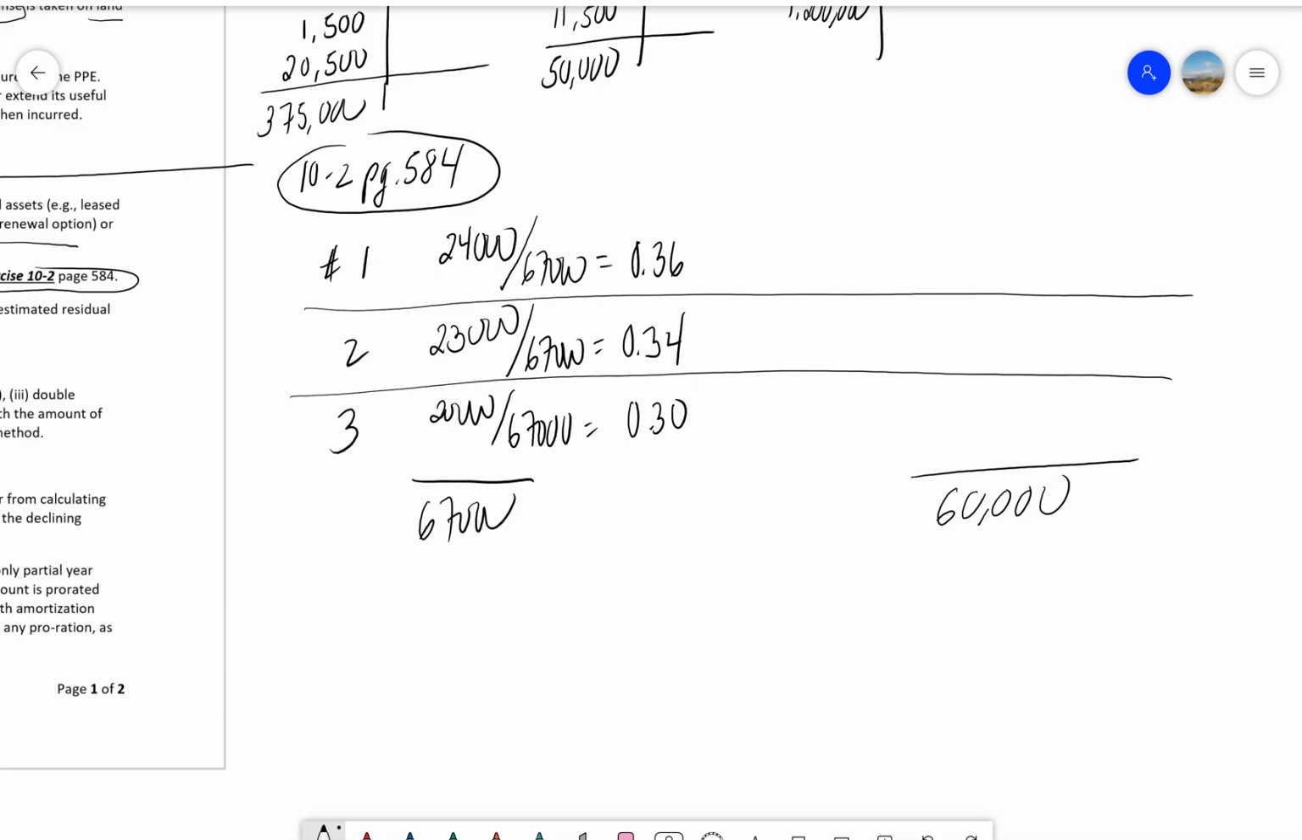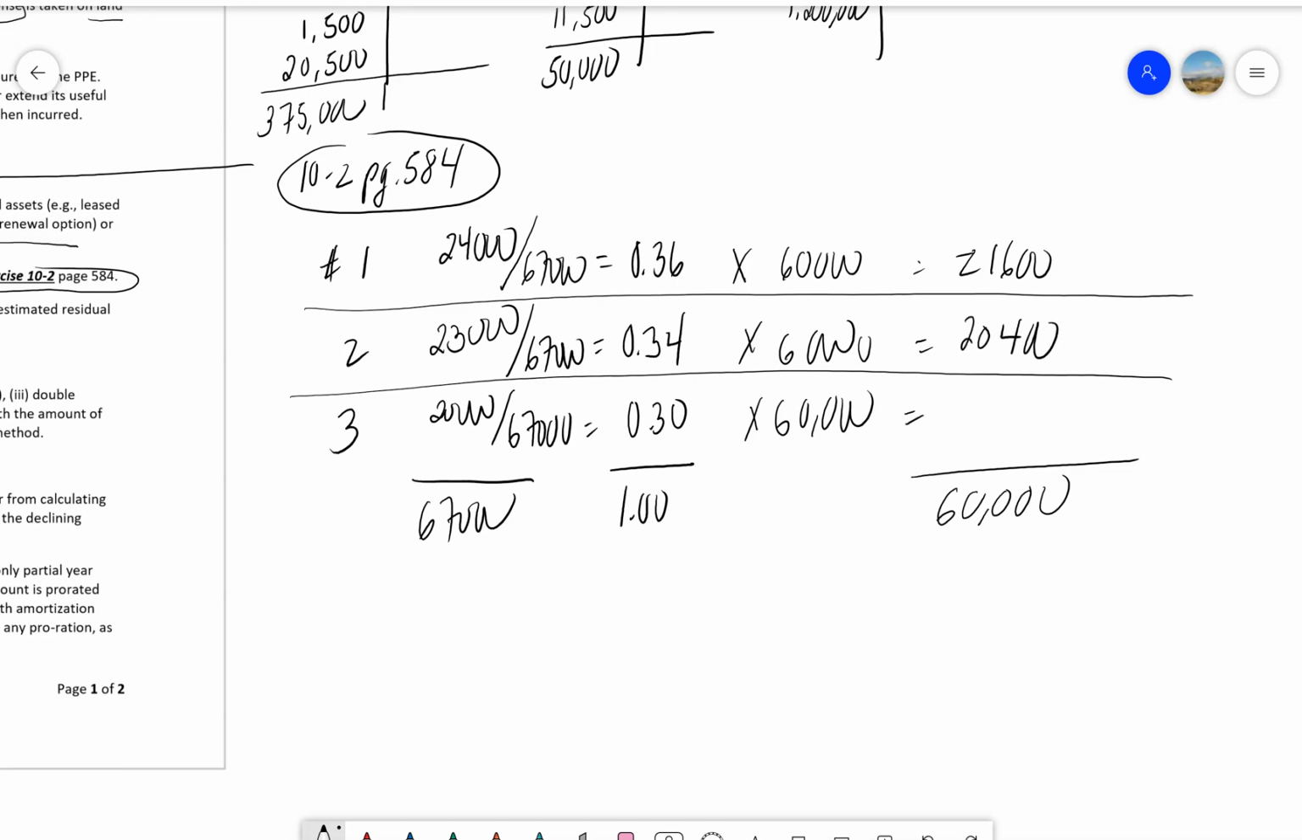And so now that we have these percentages, once again, this has to equal 100%. We want to make sure that those 3 percentages equal 100%, and it does. So then we can take these percentages, and that's how we're going to allocate the $60,000 purchase price. If we work through these calculations, 36% of 60,000 is going to be 21,600. 34% of 60,000, 20,400. And then the last one, 30% of 60,000, that's going to be 18,000. And that's how we divide the 60,000 into the price of each of the 3 trucks.